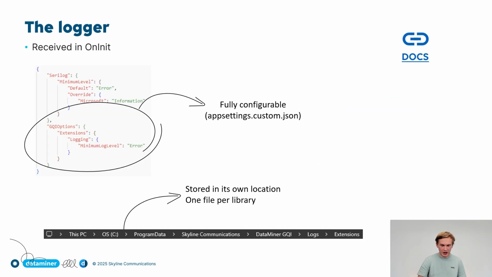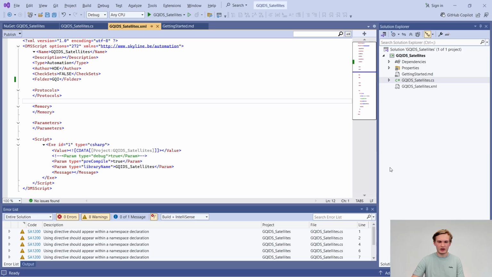So, as a bit of a side note, the logging items are going to be provided in this folder. This is for the GQI DXM. If you're still using SL Helper, this is going to be in the log file of the DataMiner system itself. And for the DXM, you can also edit what log level you want to use.